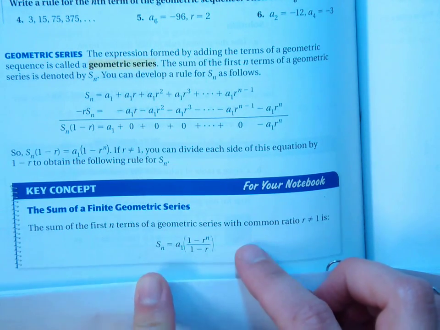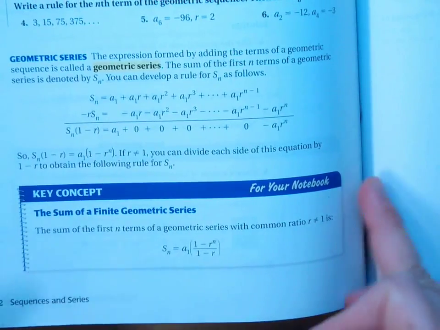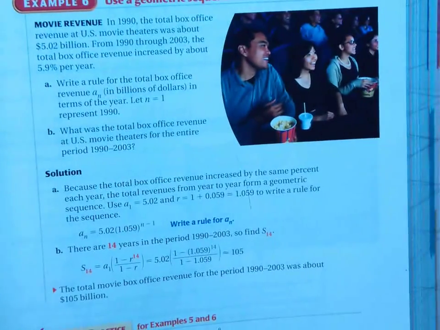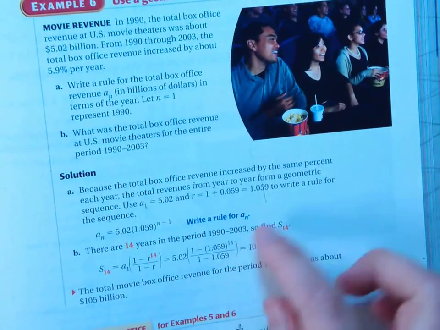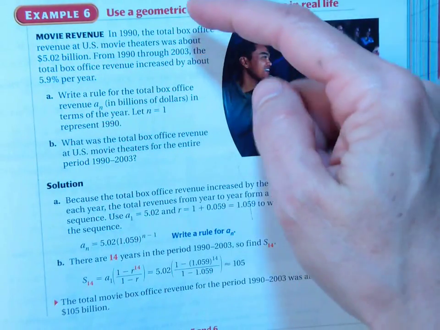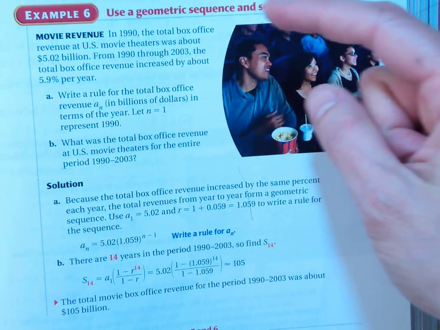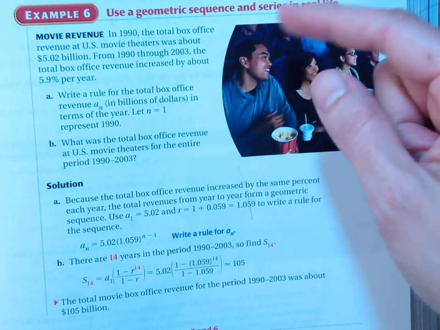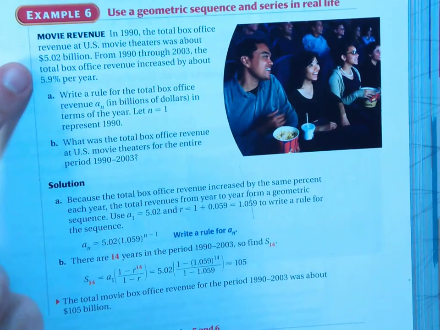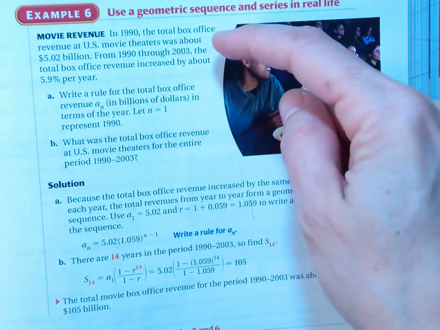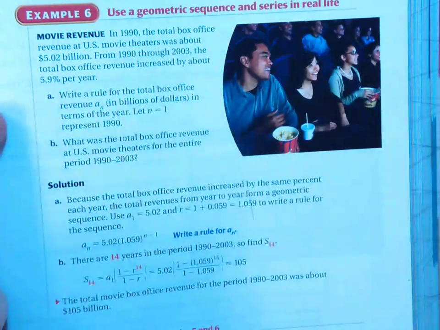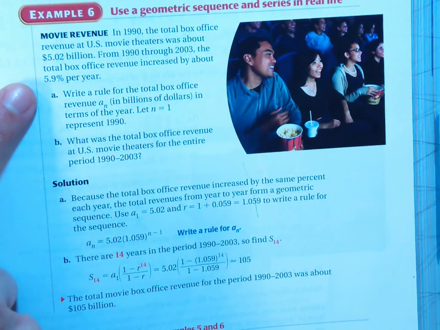All right, great. So that's that. And now an application, movie revenue. So we are right here, movie revenue. So in 1990, the box office revenue for U.S. movie theaters, $5.02 billion for the box office for all the movies in the U.S. From 1990 to 2003, the box office revenue increased by 5.9% per year.